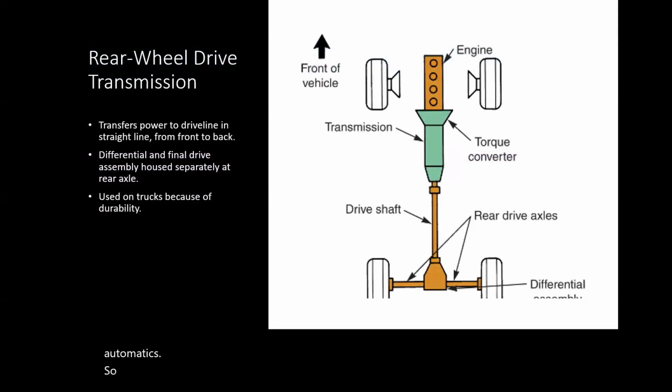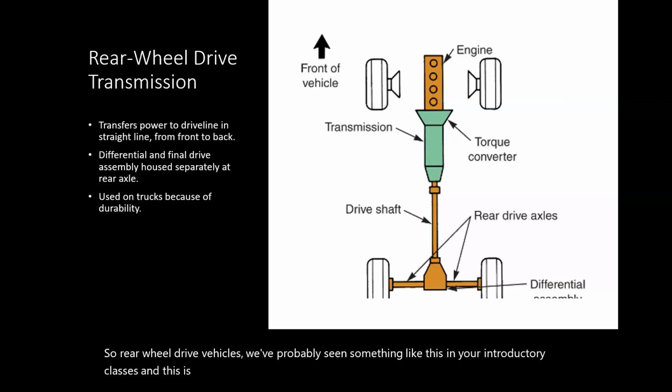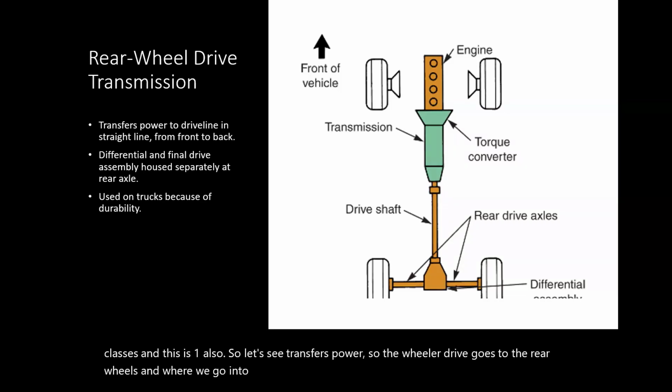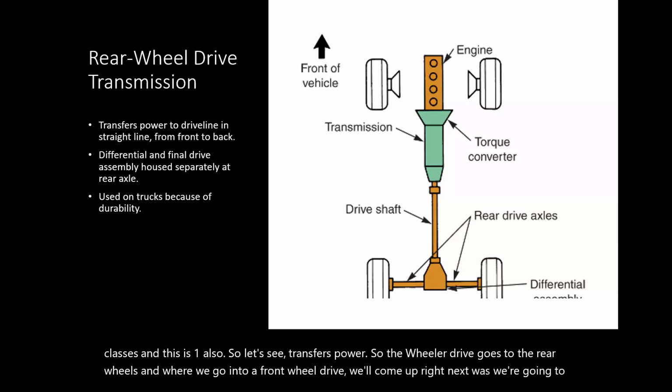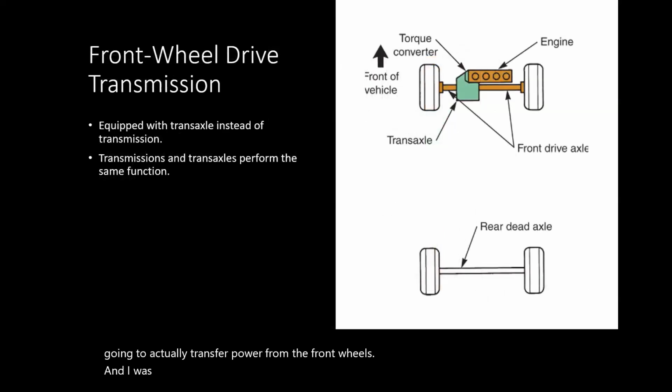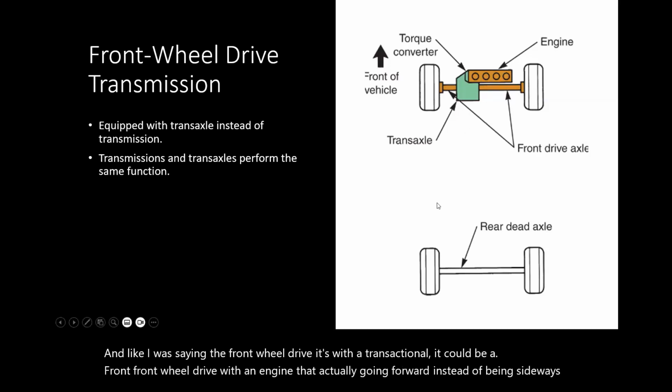So rear-wheel drive vehicles, we've probably seen something like this in your introductory classes, and this is one also. It transfers power to the rear wheels, and where we go into front-wheel drive, what will come up right next is we're going to actually transfer power from the front wheels. And like I was saying, front-wheel drive is with a transaxle. It could be a front-wheel drive with an engine going forward instead of being sideways. It could be forward also.